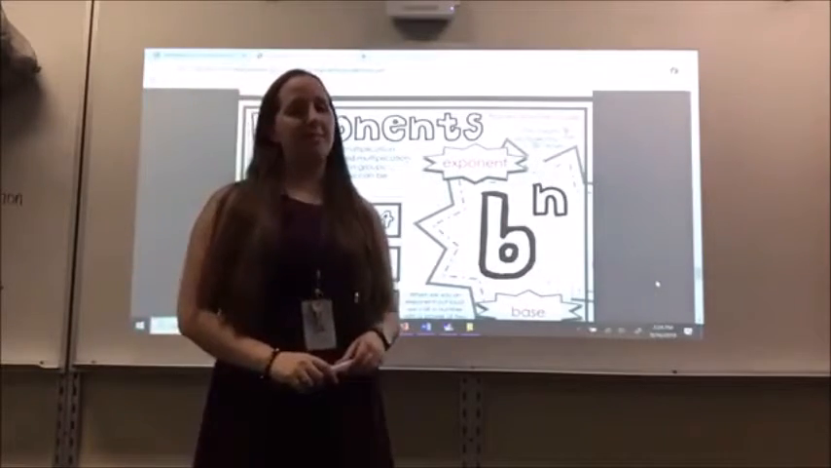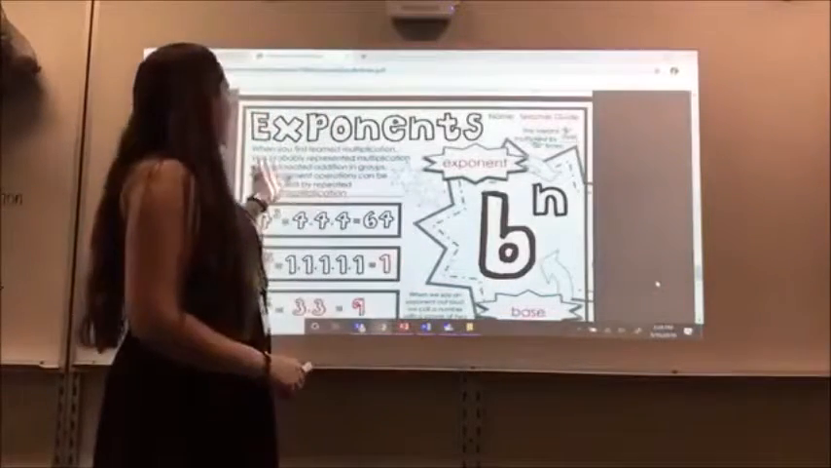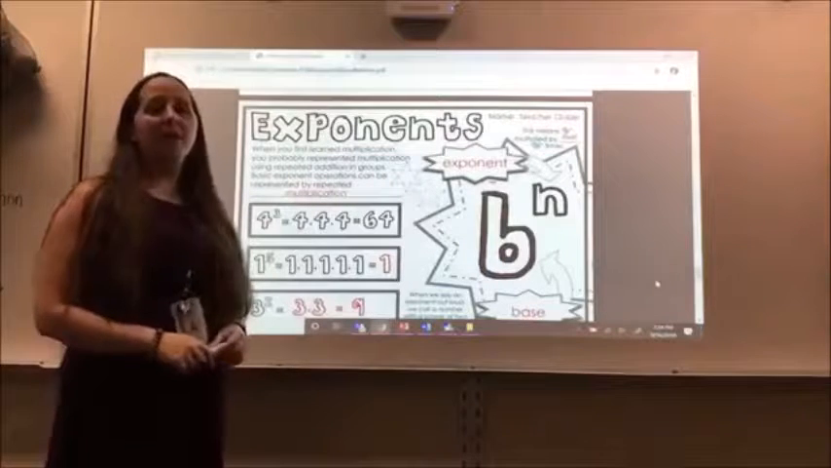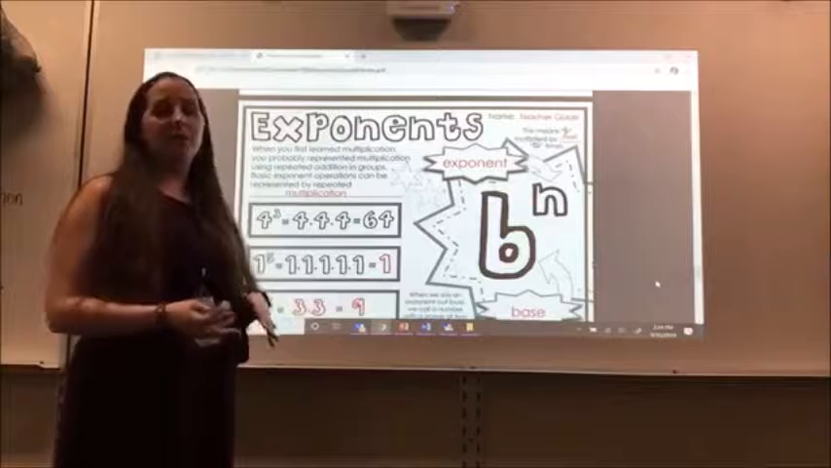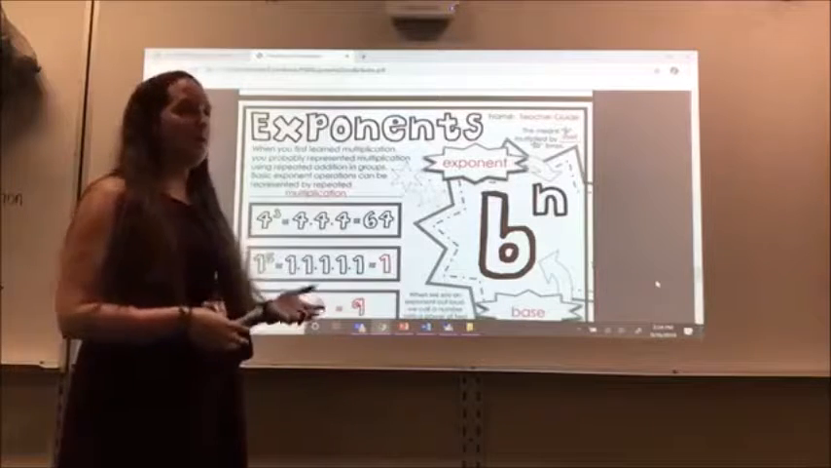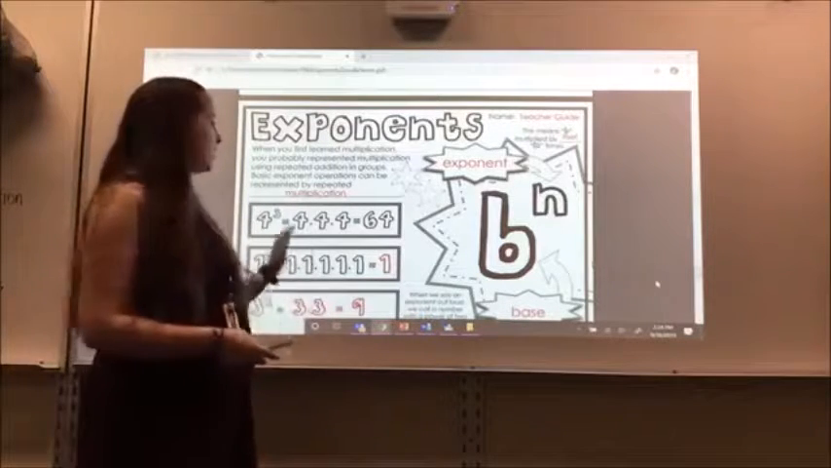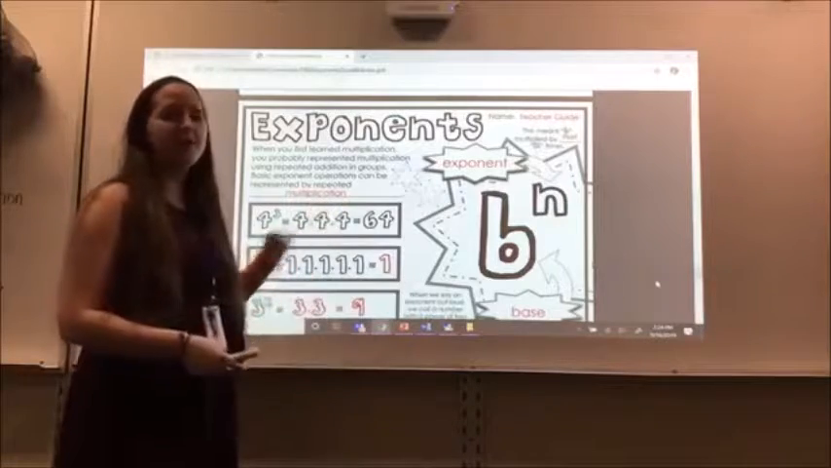Okay, so we start with exponents. When you first learned multiplication, you probably represented multiplication as repeated addition. Now when you're dealing with exponents, it's actually going to be repeated multiplication. So that's what you're going to write in this first blank here, multiplication.